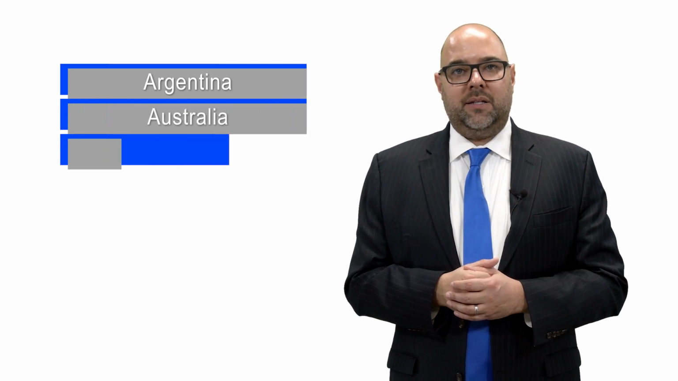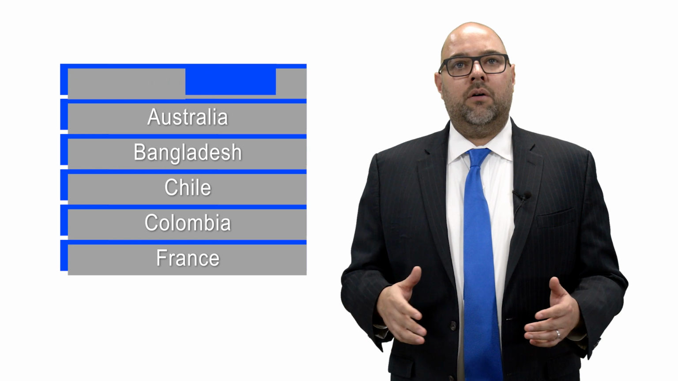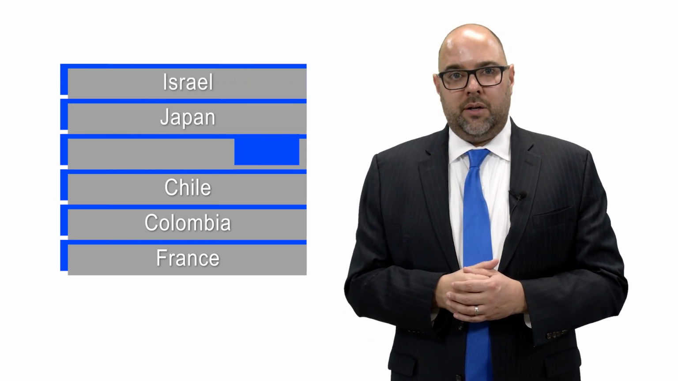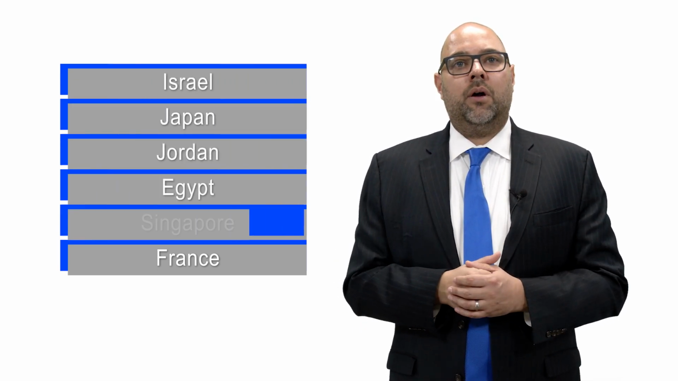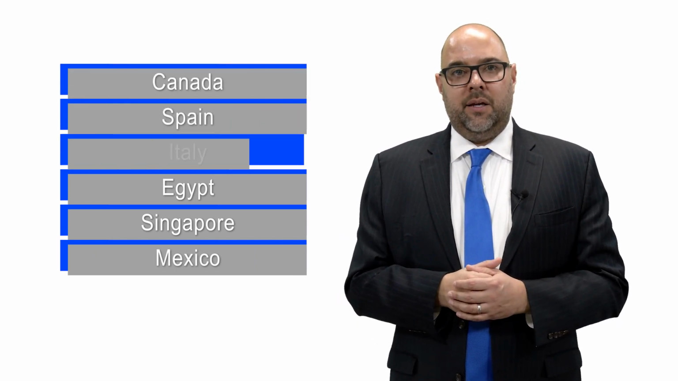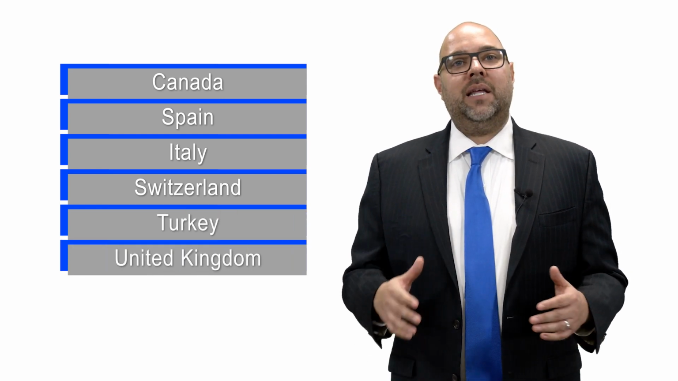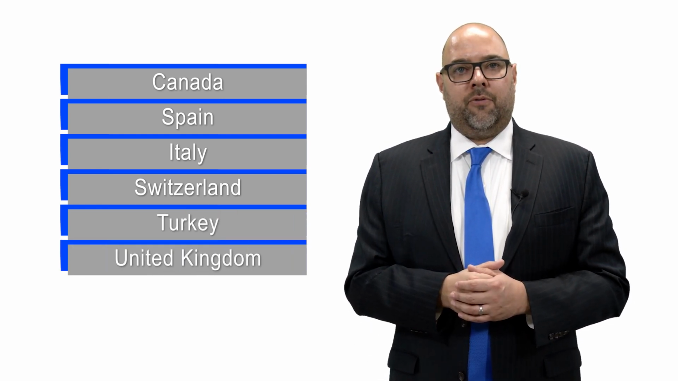Countries such as Argentina, Australia, Bangladesh, Chile, Colombia, France, Israel, Japan, Jordan, Egypt, Singapore, Mexico, Canada, Spain, Italy, Switzerland, Turkey, the United Kingdom, and many more countries are eligible for an E-2 visa. See the description below for a list of all eligible E-2 visa countries.